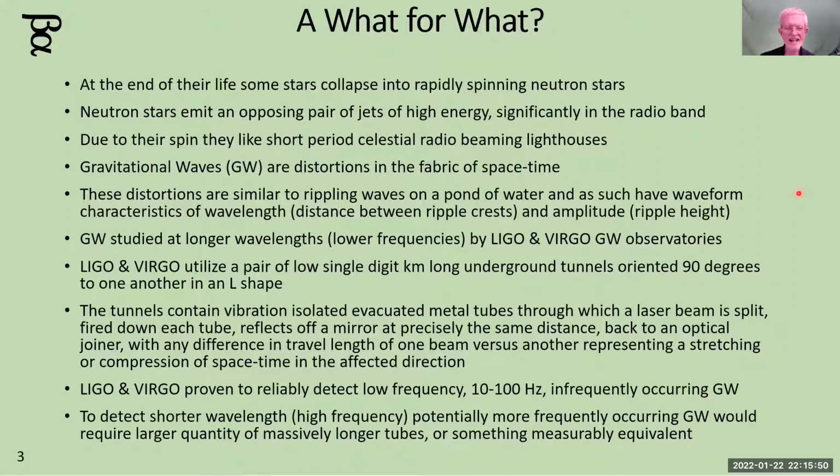So at the end of their lives, some stars collapse into rapidly spinning neutron stars. Neutron stars emit an opposing pair of jets of high energy, significantly in the radio band. Due to their spin, they act like short period celestial radio beaming lighthouses. So I'll at this point pull out my Jodrell Bank audio sound, but we're not getting so much into what pulsars are.